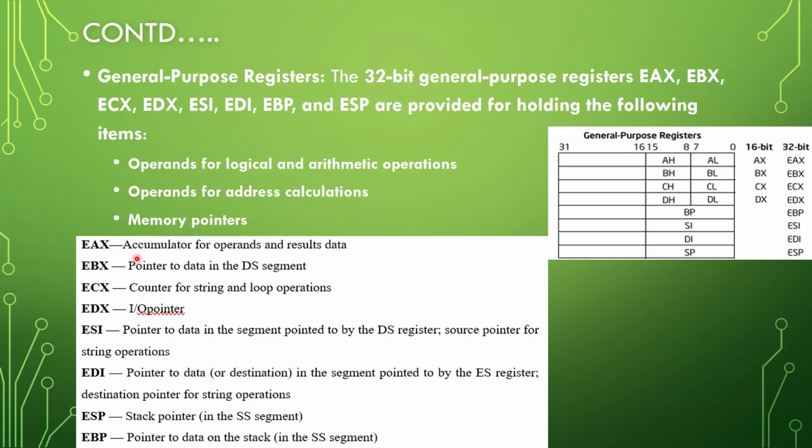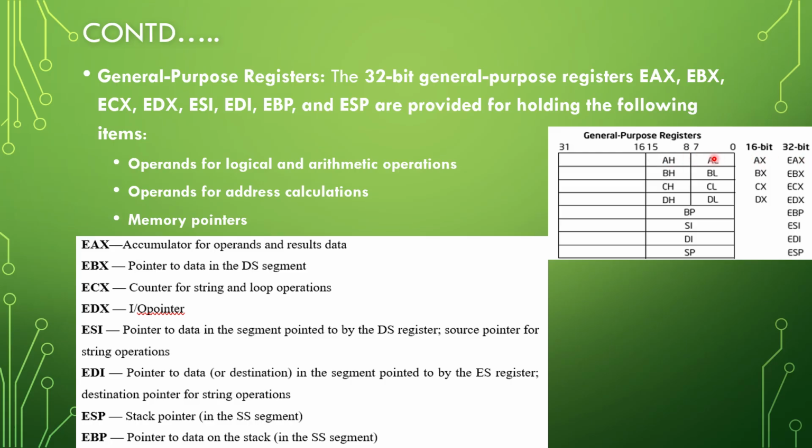Okay, now what do EAX, EBX indicate? EAX means it includes the accumulator for operands and result data. It has bits 0 to 15, then 16 to 31. This is the lower and this is the upper one. The part from 0 to 15, that is 16 bits, we'll call AX. And EAX indicates extended accumulator like that.